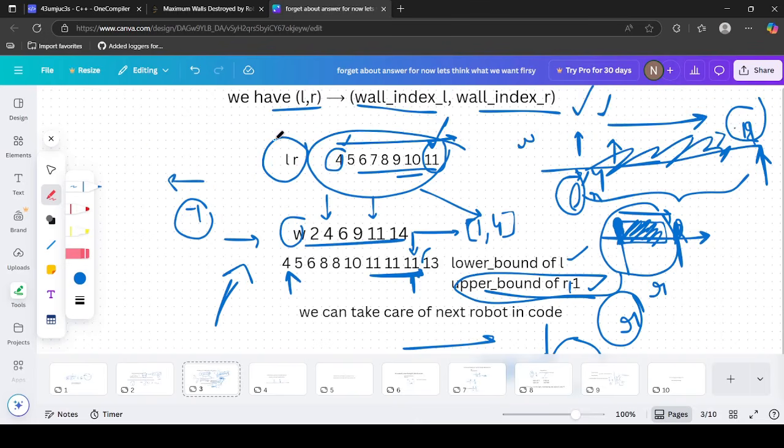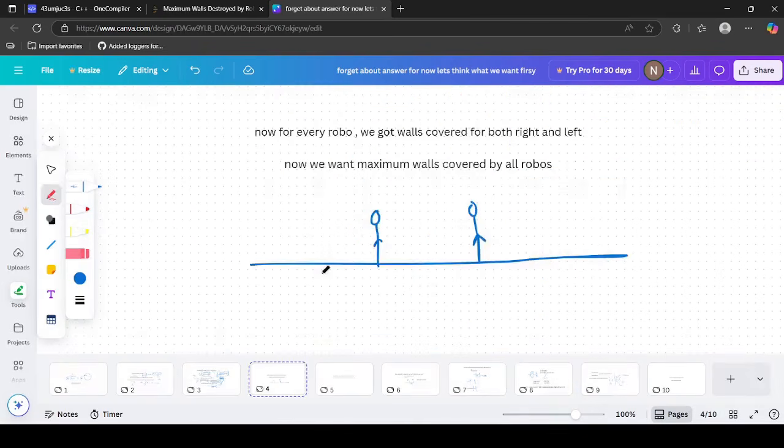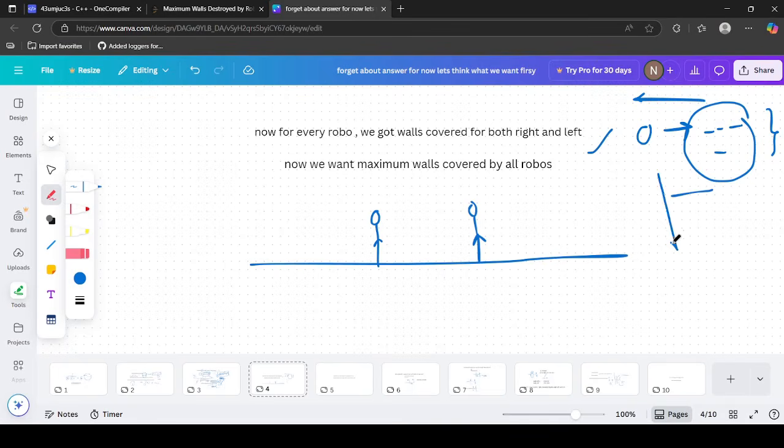So from this what we got, given indices L and R, is how to find the wall indices that are covered in that range. So now we got walls covered on both right and left. For every robot we can find its coordinate minus the maximum distance, and its coordinate. This is L and R that are covered when the bullet is fired left, and similarly we can do it for right. And then for every case we can find the wall index range that is affected by L to R. Now let's come to the main idea.